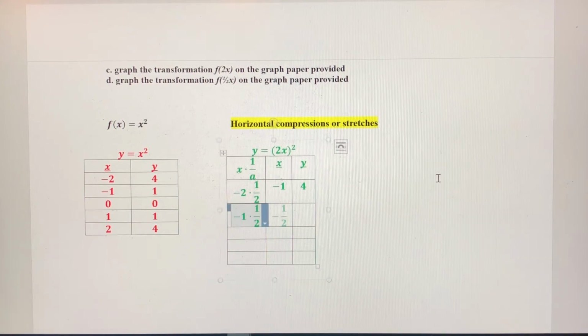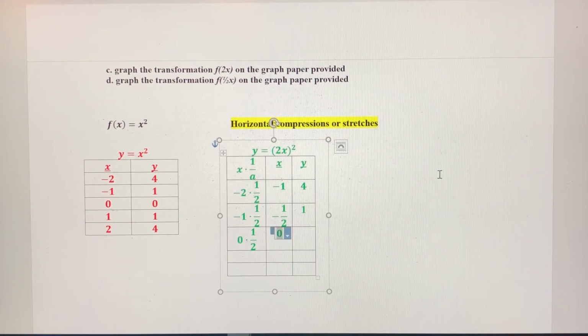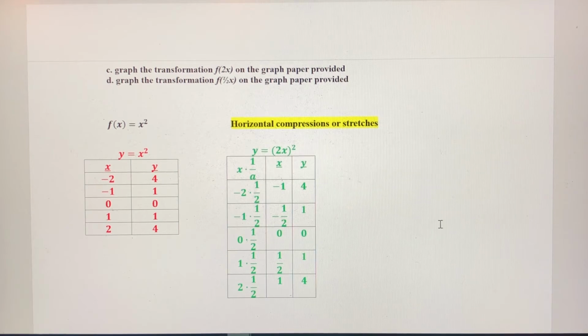So my second x-coordinate, I'm going to take half of that. So my new x-coordinate for that point will be -1/2, but it's still going to correspond with that y-coordinate 1, okay? Continue taking half of the x-coordinates, but the y-coordinates are going to stay the same. So 0 will still correspond with 0, and so on. 1 times 1/2 is 1/2. Y-coordinate will be +1, and 2 times 1/2 is 1, which will correspond with 4, okay?